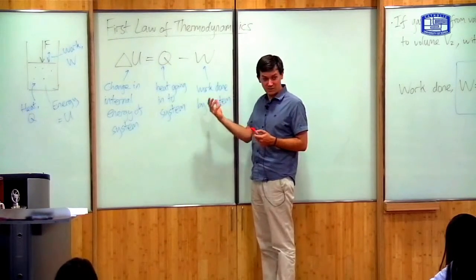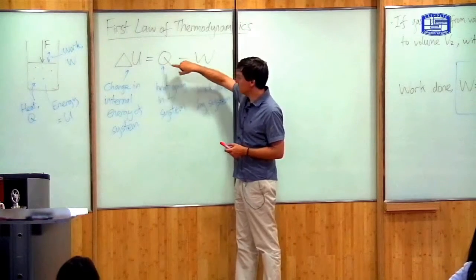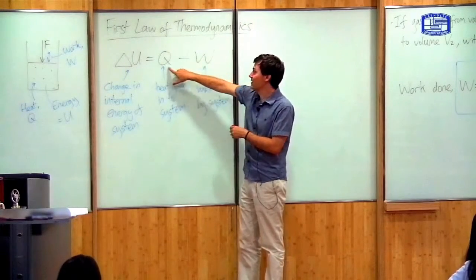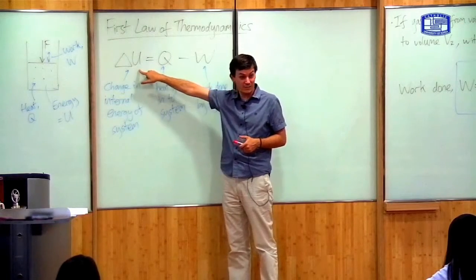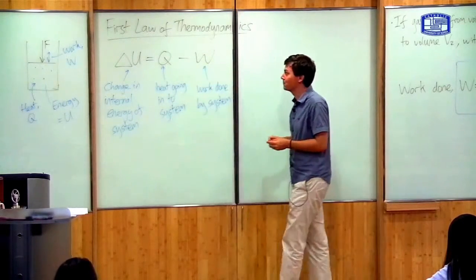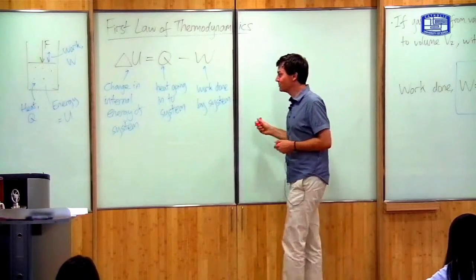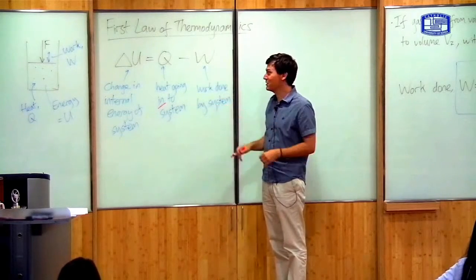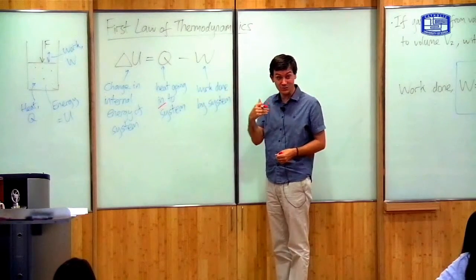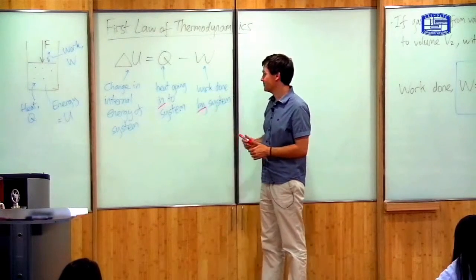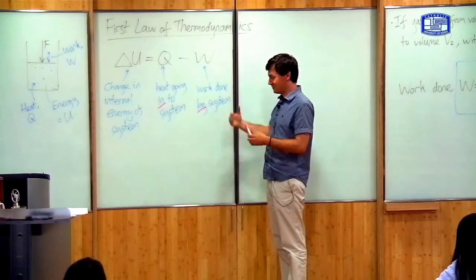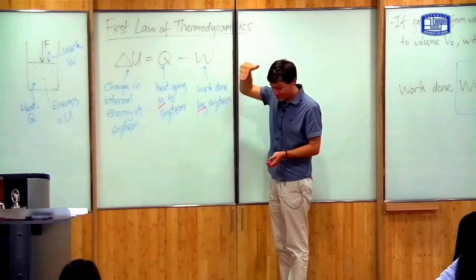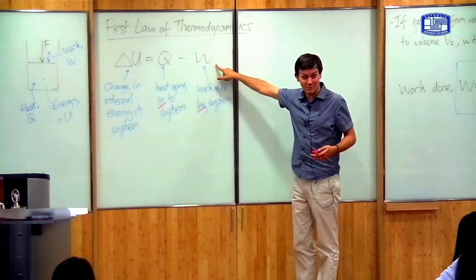So it's just a statement of conservation of energy. If I put heat energy into the system and I take work energy out of the system, then the difference between these two will be the total change in energy. Important words here: the heat going into the system is positive. So if I put heat into the system, it's plus Q. If I take heat out of the system, it's minus Q. The work done by the system is positive. So if the system does work, so it pushes the piston, then this is plus W. If the piston is pushing the gas down, then this would be negative work, minus W.